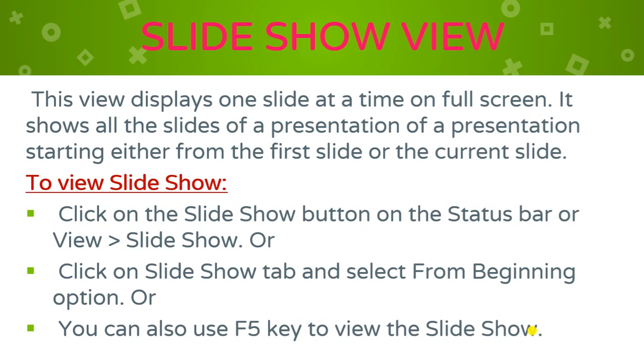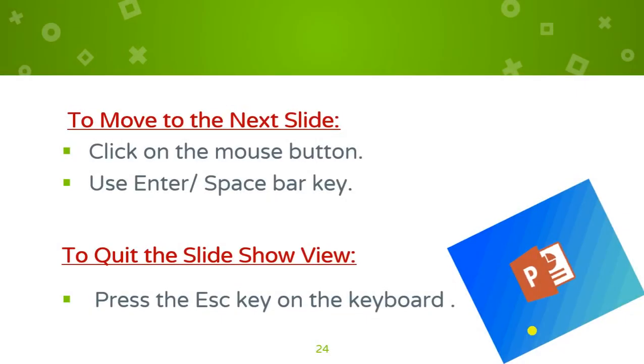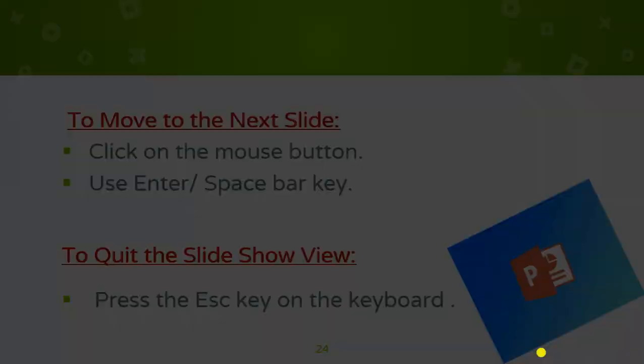You can also use F5 to view the slideshow. The shortcut key for viewing a slideshow is F5. To move to the next slide, you can either use the mouse button or the enter key or the space key. To quit the slideshow, you have to press the escape key on the keyboard, and you can move out of your presentation.